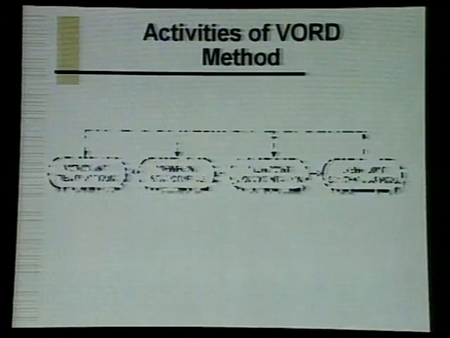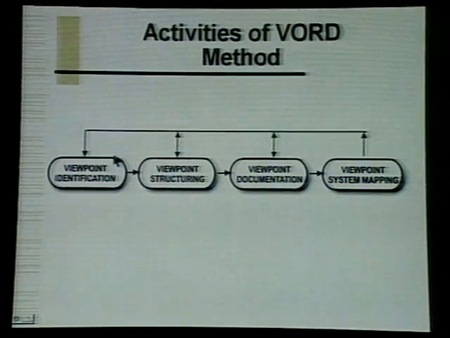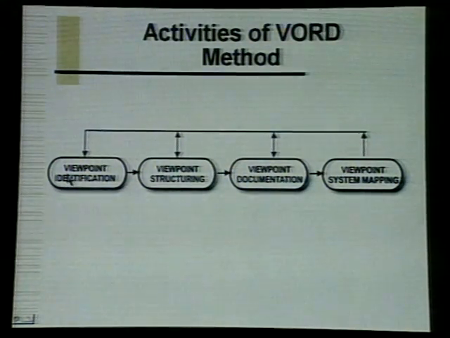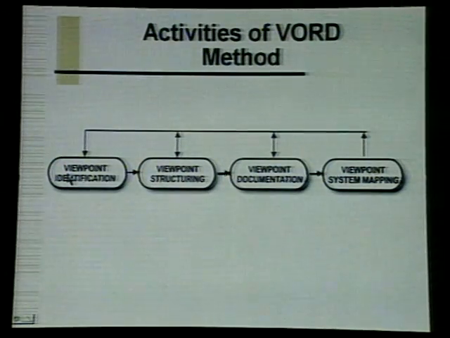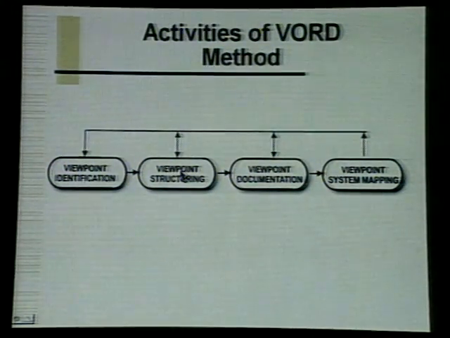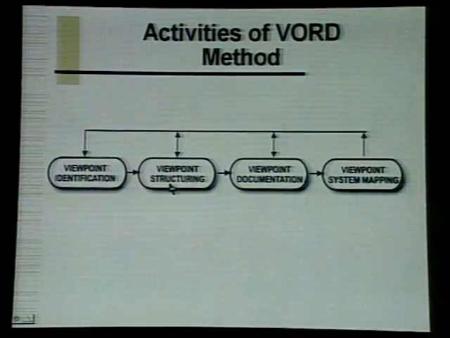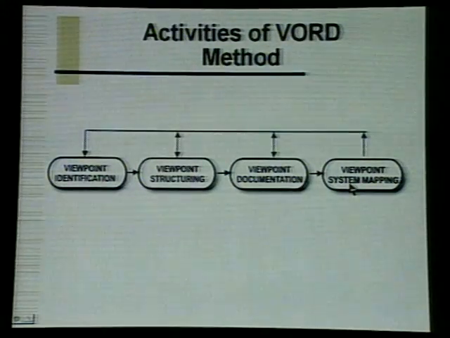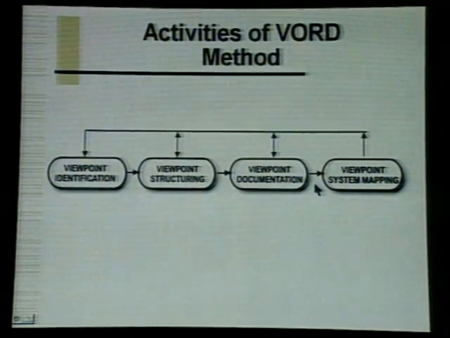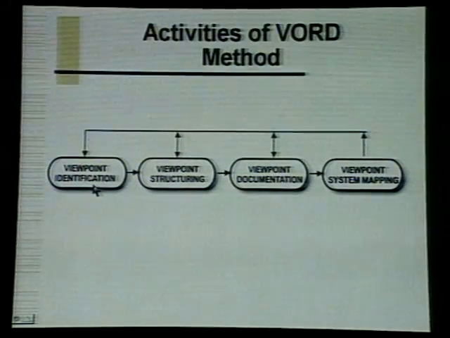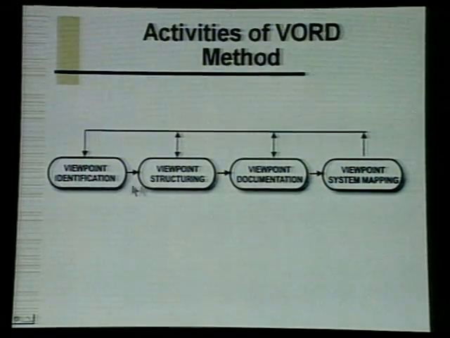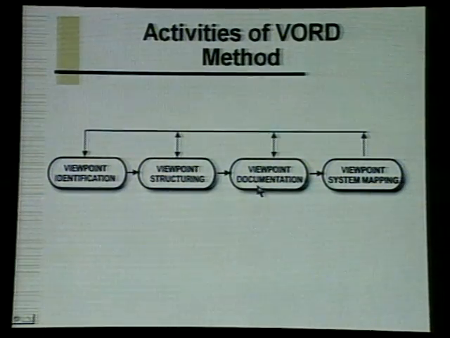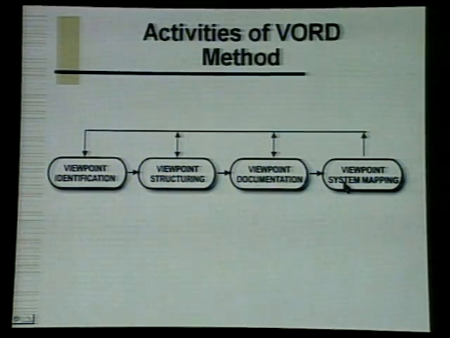The major activities of the VORD method are viewpoint identification. This is the first step. Once we have identified the viewpoints, the second step is viewpoint structuring, then viewpoint documentation, and viewpoint system mapping. We are going to discuss the first three activities, that's viewpoint identification, viewpoint structuring, and viewpoint documentation, and we leave viewpoint system mapping until we reach the system design phase.